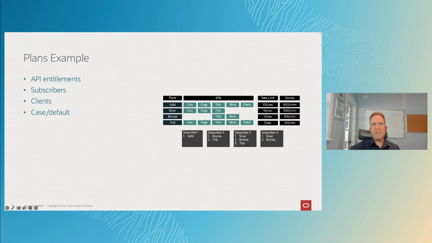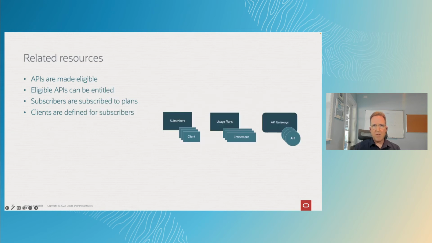So there's a number of resources to understand here. First and foremost, APIs are made eligible. The API developer does this, and I'll get into that in a moment. But these eligible APIs can be entitled into plans by the plan manager, or sometimes called the API product manager. The subscribers can be subscribed to those plans, and then of course the clients are defined for the subscribers.